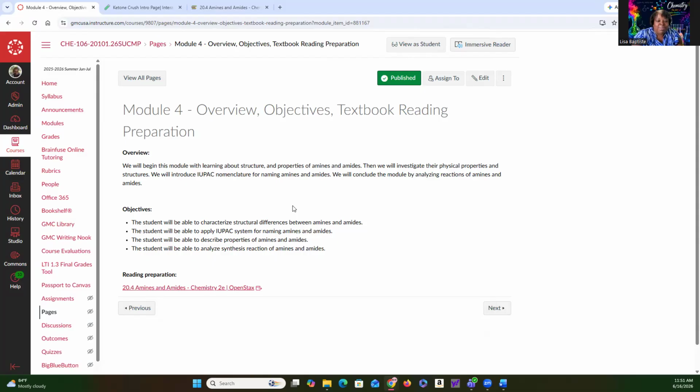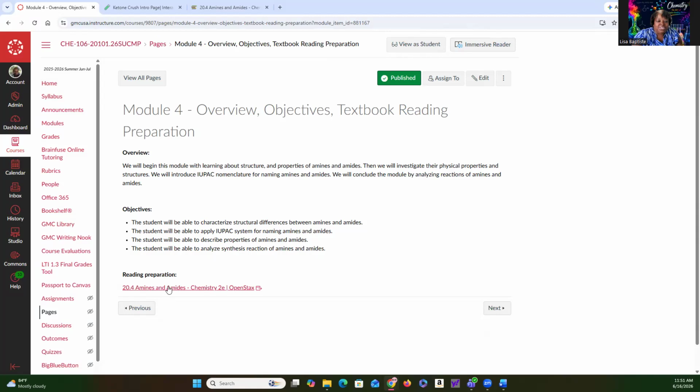The objectives. The student will be able to characterize structural differences between amines and amides. The student will be able to apply IUPAC's system for naming amines and amides. The student will be able to describe properties of amines and amides.